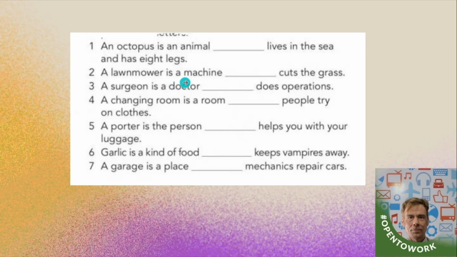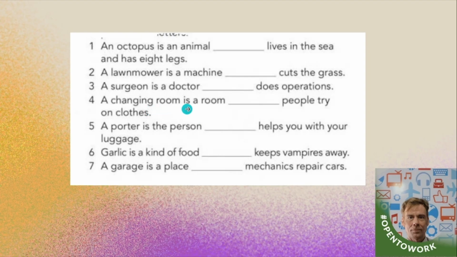A lawnmower is a machine, blank, cuts the grass. A machine is a thing. So again, the correct pronoun here is which. A lawnmower is a machine which cuts the grass. A surgeon is a doctor, blank, does operations. A doctor is a person, so the pronoun is who. A surgeon is a doctor who does operations.